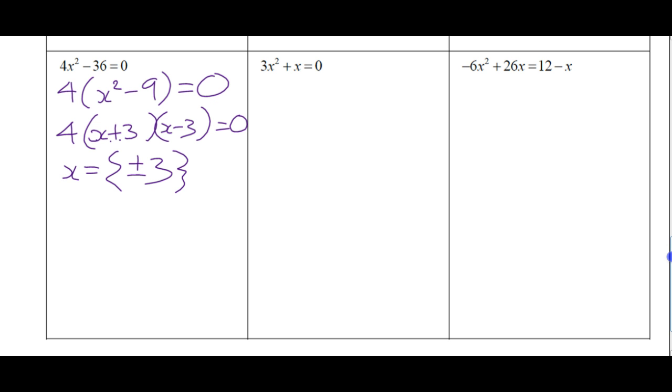And one reason that I might show you lots of different ways of writing the solution is that on a multiple choice, you don't know what you're going to see. Maybe you see x equals 3 comma negative 3. Maybe you see x equals plus or minus 3. So you need to be able to look at it and say, oh yeah, that's the same. Okay, what do I do here?